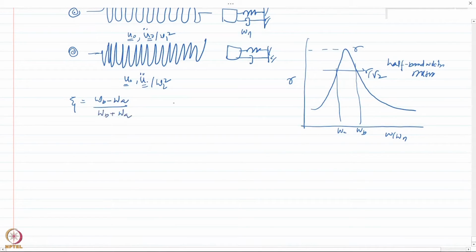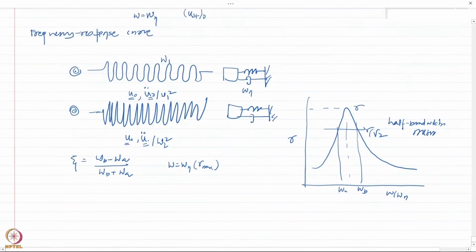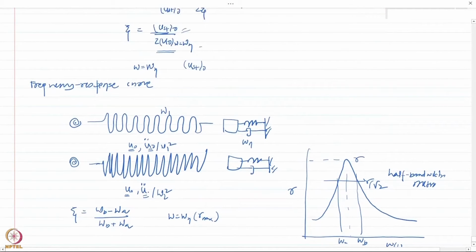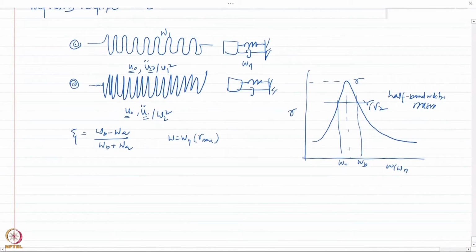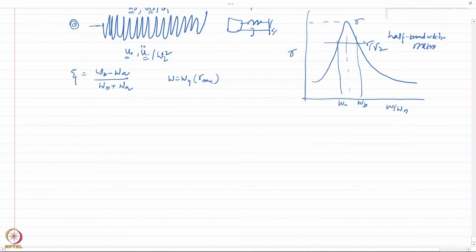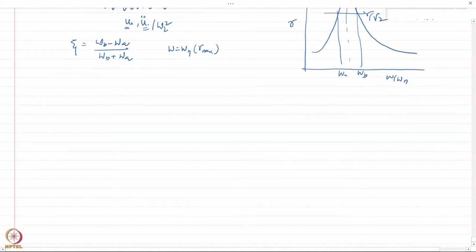Either you can directly find the frequency, omega by omega n, at which your response is maximum, or you can take the average of omega a and omega b to find omega n. So these techniques can be employed without having to find out the UST naught or the response at the maximum value of omega n. So using this technique, experimentally we can find out the modal properties. All right. Once this is clear, let us move on to the next topic.